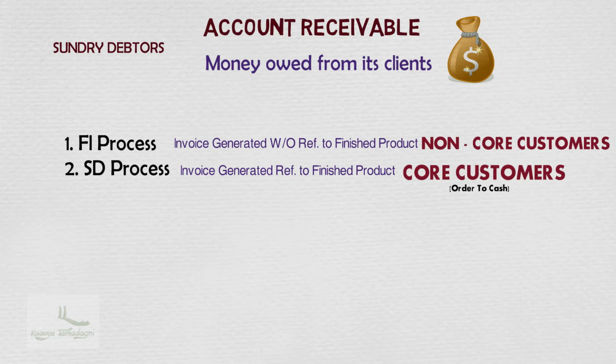In case of a non-core customer, we generate the invoice without reference to a finished product. For example, the company sells a product which they do not manufacture, like old furniture, old machineries, old buildings, old vehicles, etc. In these scenarios, we use the non-core customer process.